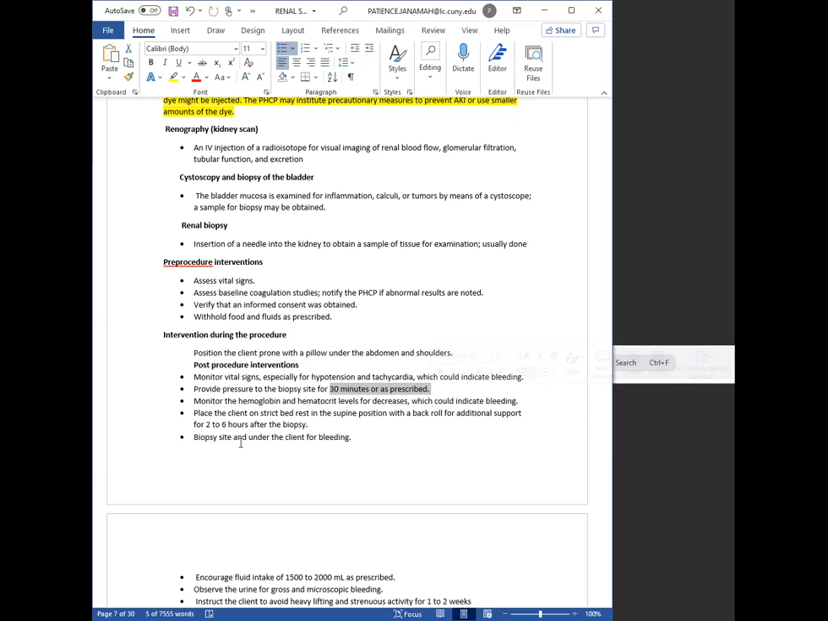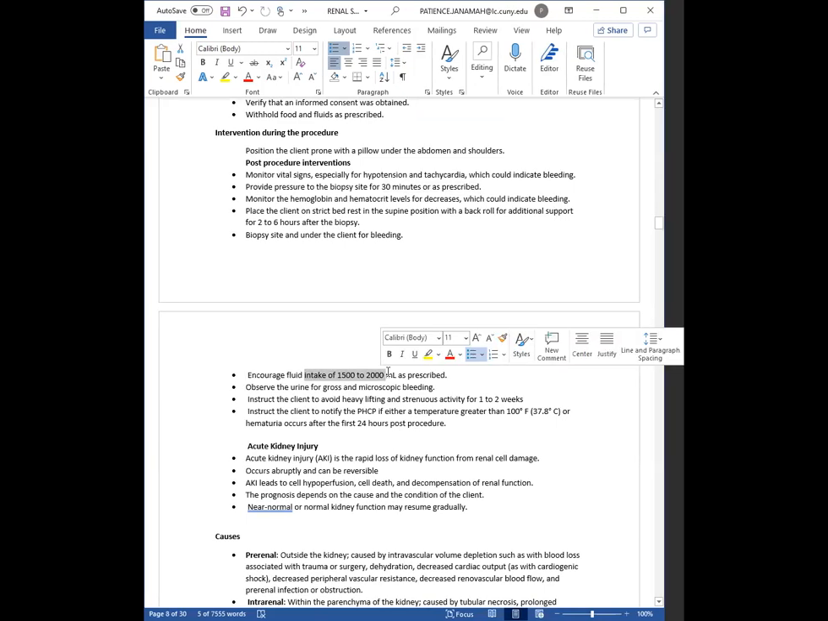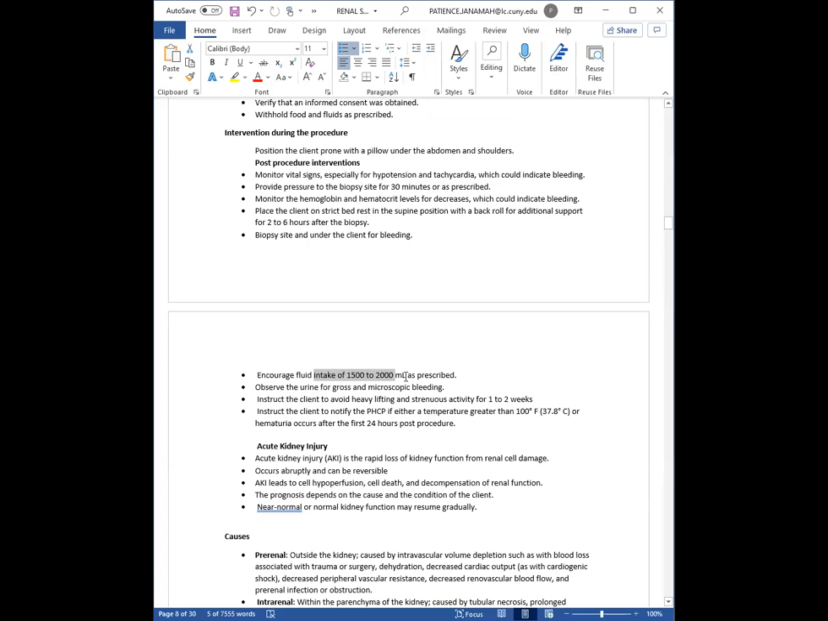And then the other thing you want to tell the patient is to encourage fluid intake. I said 1 liter is equal to 1,000 ml. So 1.5 is 1 liter and 500 cc. So take notice of your conversions. If they put the ml, you know that 2,000 is 2 liters. So from 1.5 to 2 liters for the patient to drink. Sometimes the patient may not be able to drink orally. You put it through an IV. So take note of that.